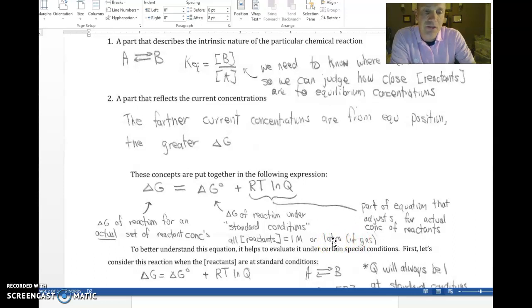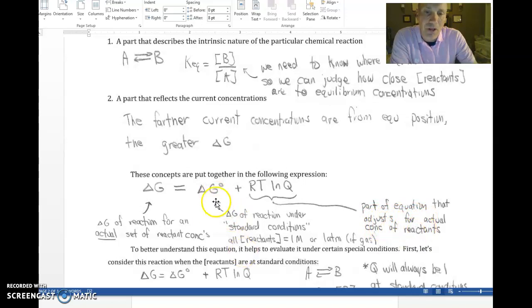All right, so by the way, when we do redox reactions in electrochemistry, we're going to revisit this concept of standard conditions because it allows us to do some fairly useful things. There's also this part right here. This part is essentially a part of the equation that adjusts for the actual concentration of the reactants.